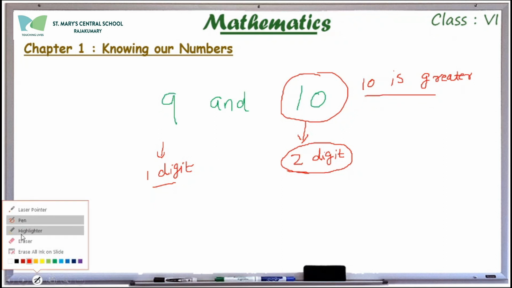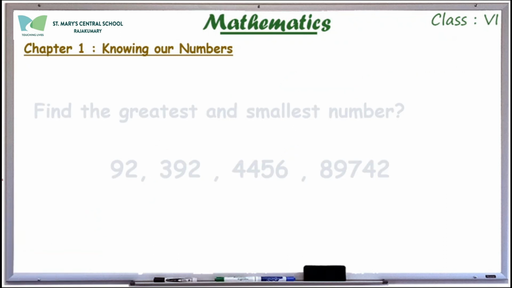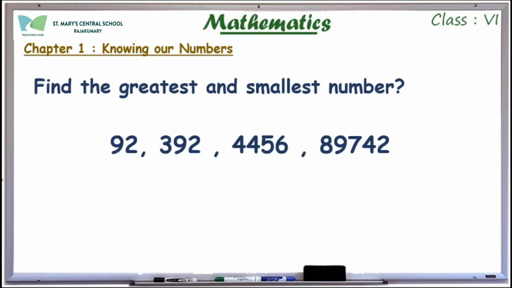So like that, find the greatest and the smallest number among these. This is our first question. So we have to find the greatest and the smallest number from the following numbers. We have 92, 392, 4456, 89,742.